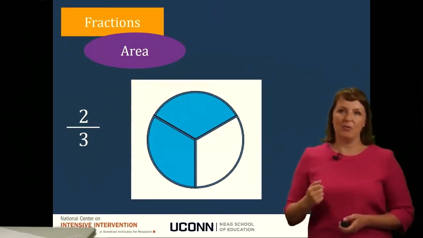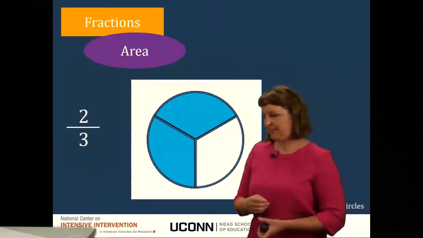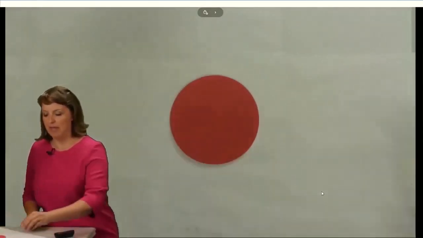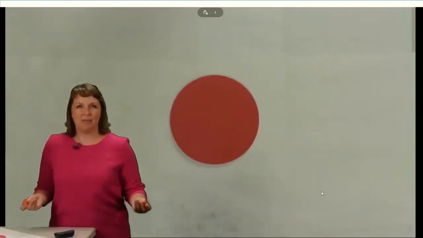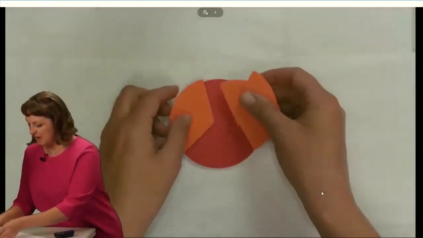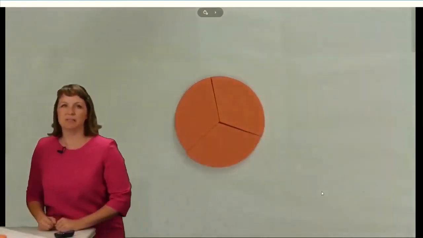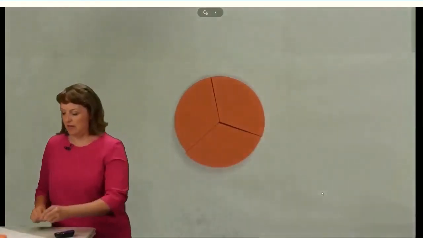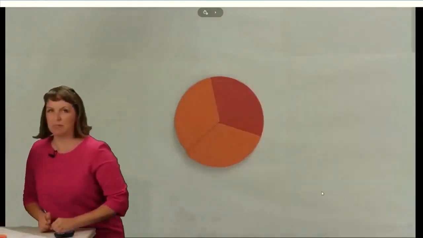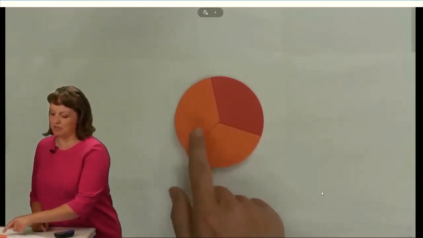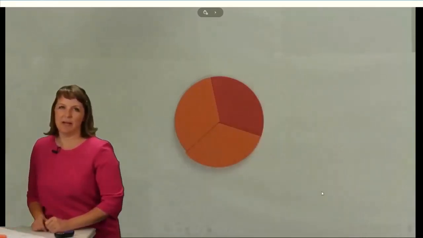Now let's look at what it might look like in the concrete. So here I've got my fraction 2/3. Remember, I'm always going to show my whole first. So here is my whole. And I'm going to take that whole and break it into how many equal parts? 3. Because our denominator shows that I'm breaking that whole into 3 equal parts. Now I look at the numerator, and I want to show 2 of those 3 parts. So here is an area, and I'm showing 2/3 of that area.